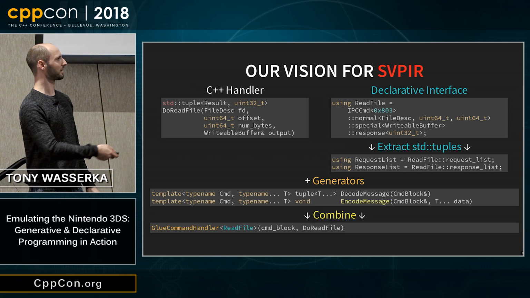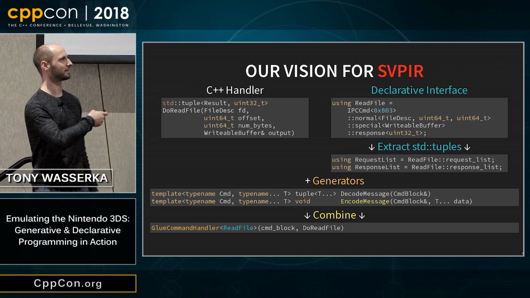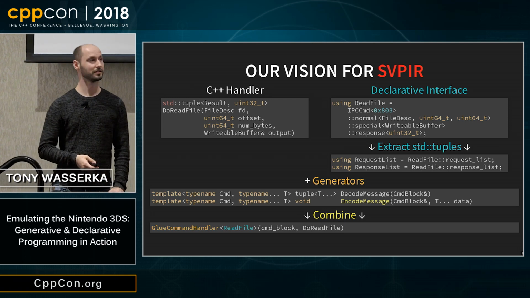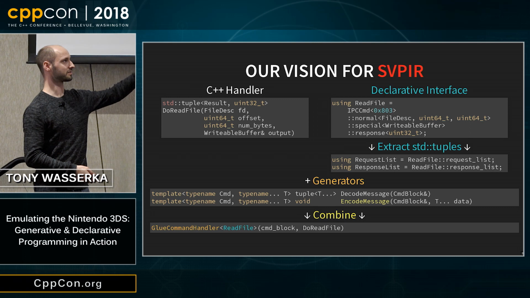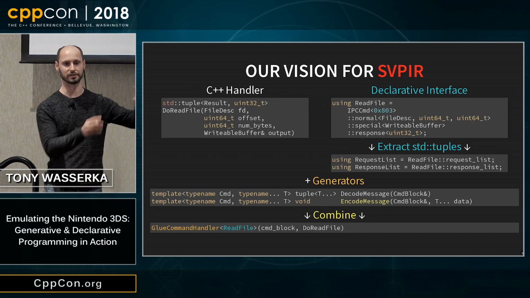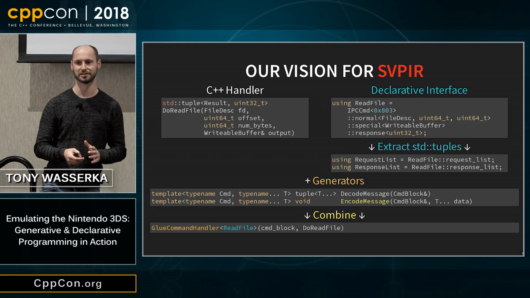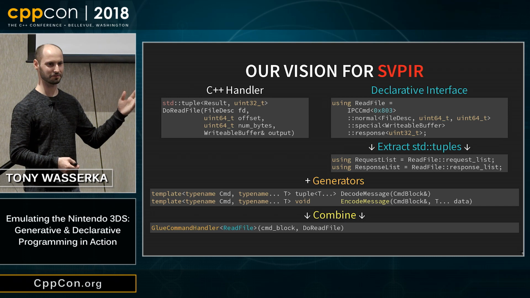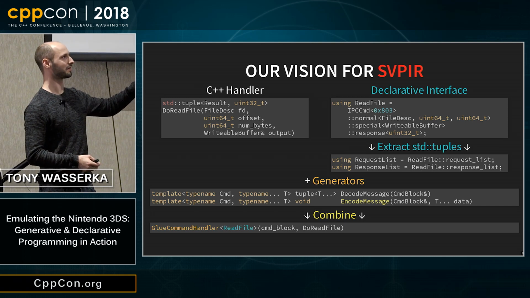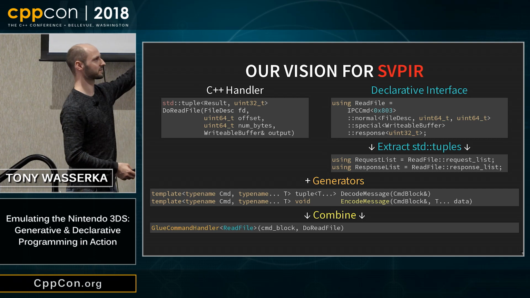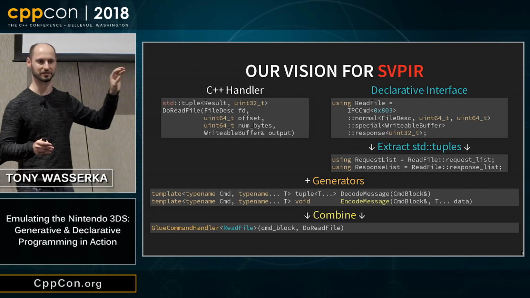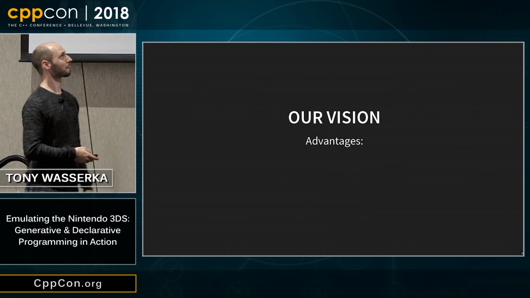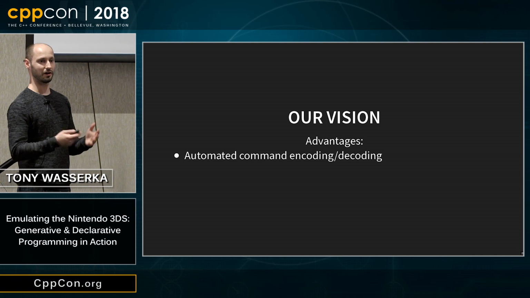And at the end of the day, we will combine these things together to get a single function that I call glue command handler, I believe. Yeah, glue command handler. It just takes the IPC declarative interface, the command block, and the C++ handler, and it will take care of the entire SVPeer process for us. So that's a long-winded introduction of why we actually need all of this stuff, but I hope being able to reduce the SVPeer process to this single function call is sufficient motivation for you to see what I'm getting at.